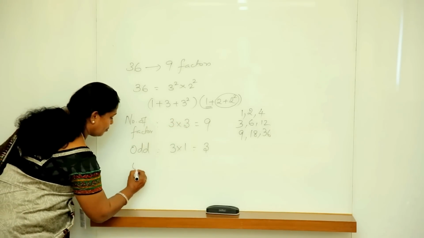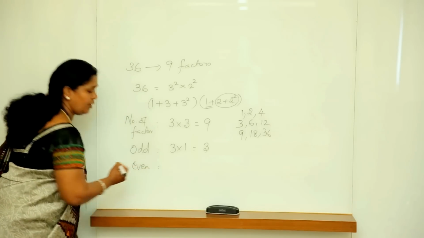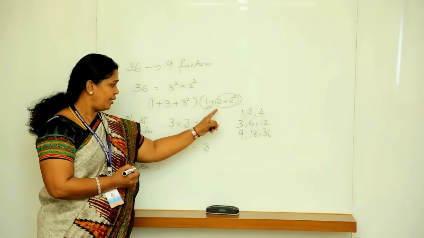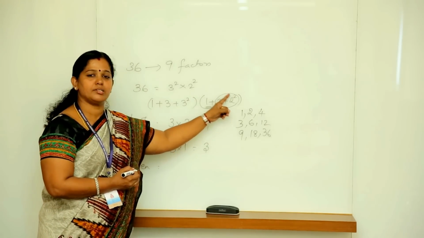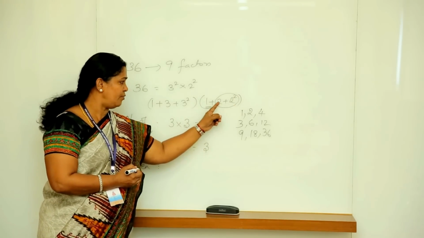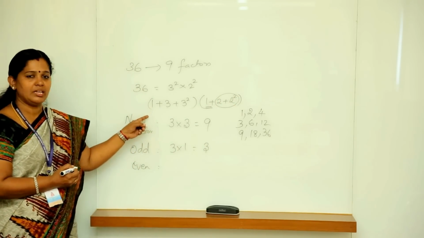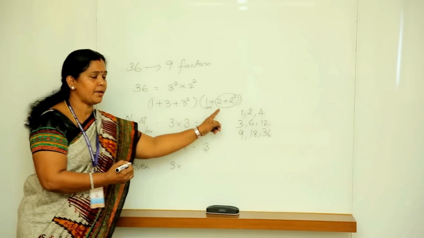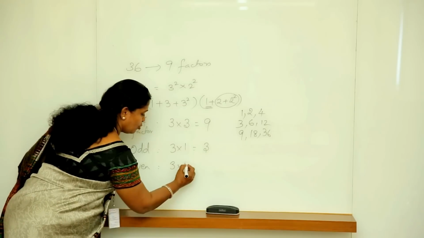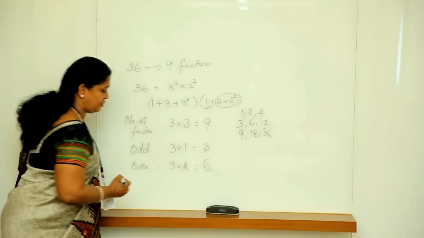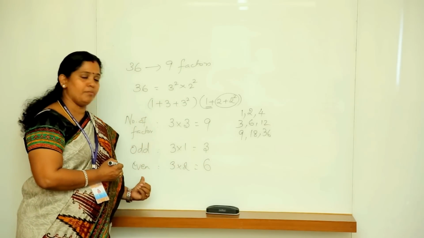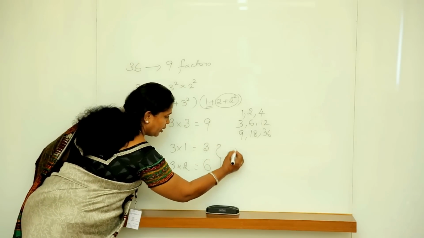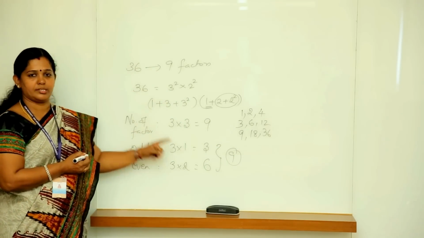Now coming to the number of even numbers. Even numbers are those which are obtained while multiplying by 2. Now you have 2 even numbers in this bracket. These 2 even numbers will combine with these 3. From the first bracket 3 numbers, from the second bracket the 2 even numbers. So totally 3 into 2, 6 even numbers are there in this total 9. Hence I get totally 9 factors for 36.